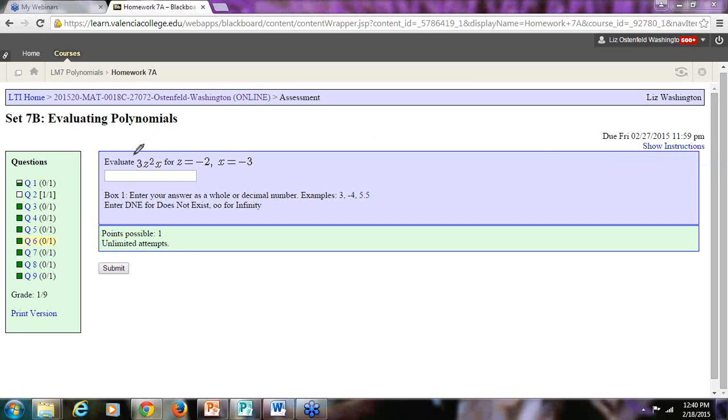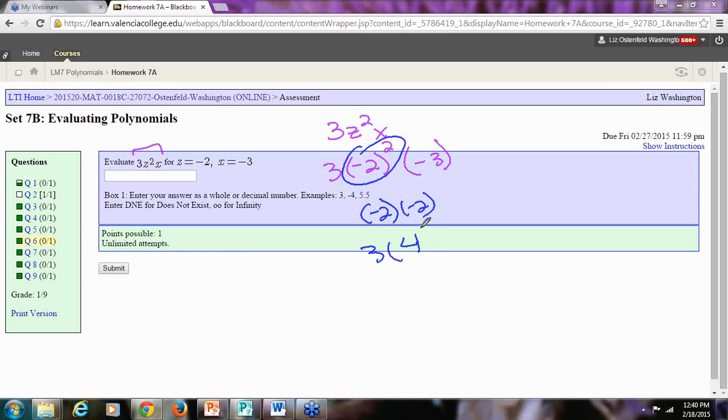This one is actually one really big term all being multiplied together. So I got 3z squared x. So I'm going to do 3. Z is negative 2. Z is being squared, so I'm going to square negative 2 times whatever x is, which happens to be negative 3. I'm going to do negative 2 squared, which is negative 2 times negative 2, which is a 4. My 3 is going to get multiplied by that 4. And then I'm going to multiply by negative 3.